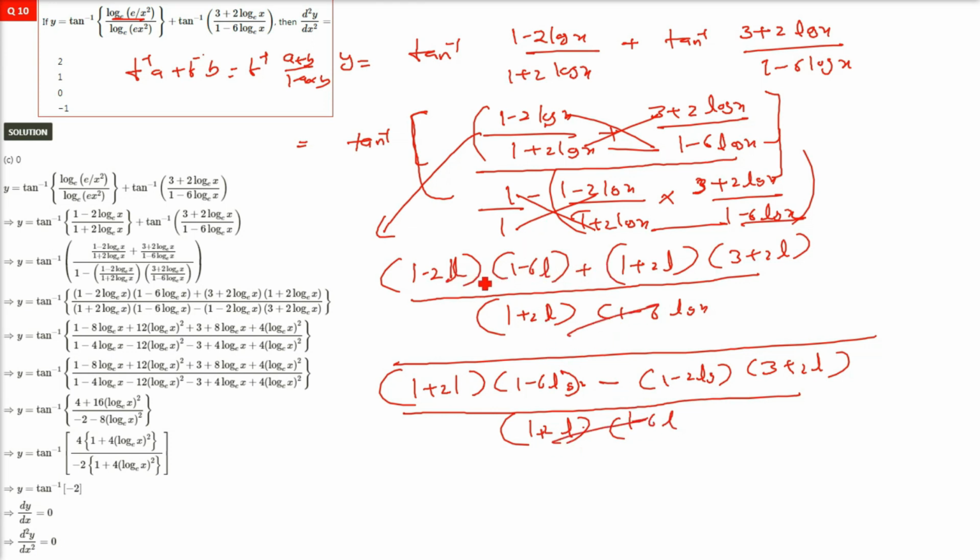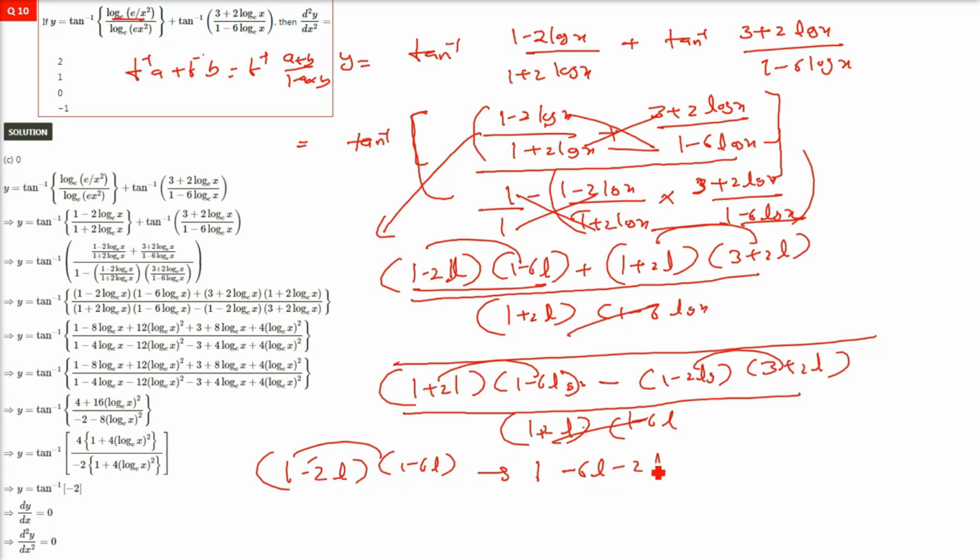Now you have to multiply everything. I hope you'll be able to do it. We are short of space. So just multiply everything: 1 minus 2 log x into 1 minus 6 log x. I'll show you one of them. These all have to be multiplied. So let us see what we get. When we multiply this 1 minus 2 log x, it will be 1 minus 6 log x minus 2 log x plus 12 log x square. So essentially you will get 1 minus 8 log x plus 12 log square x.